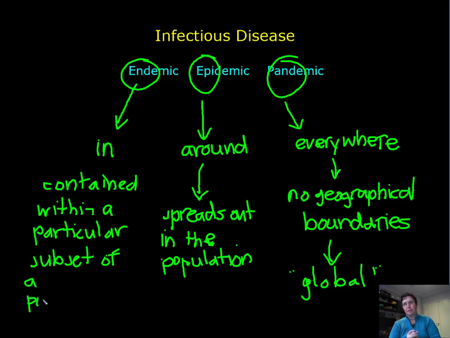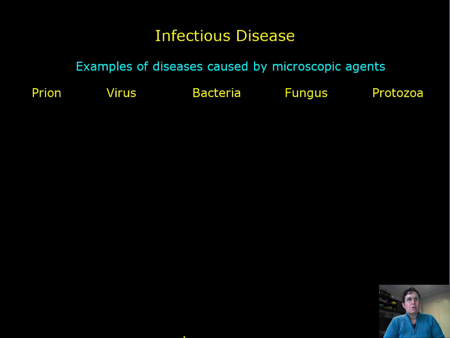We would consider something pandemic because it's global. I'd like you to consider whether or not you have any examples of diseases that are caused by microscopic agents within your knowledge bank already. Of course, the first one that comes to mind if you're thinking of virus will probably be COVID-19. I would be very surprised if we don't see some examples of that in our VCE, of course.